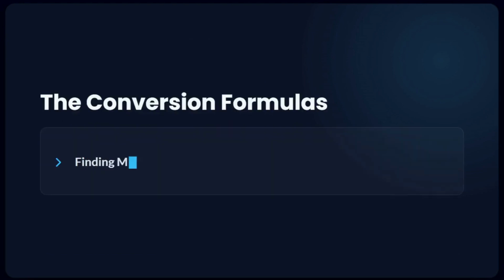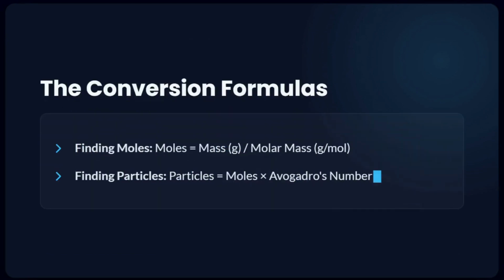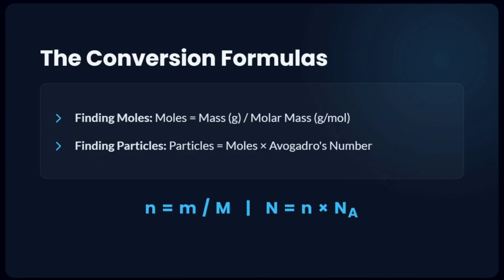To convert between mass, moles, and particles, we rely on two easy formulas. Moles equals given mass divided by the molar mass. To find the total particle count, just multiply your moles by Avogadro's number.